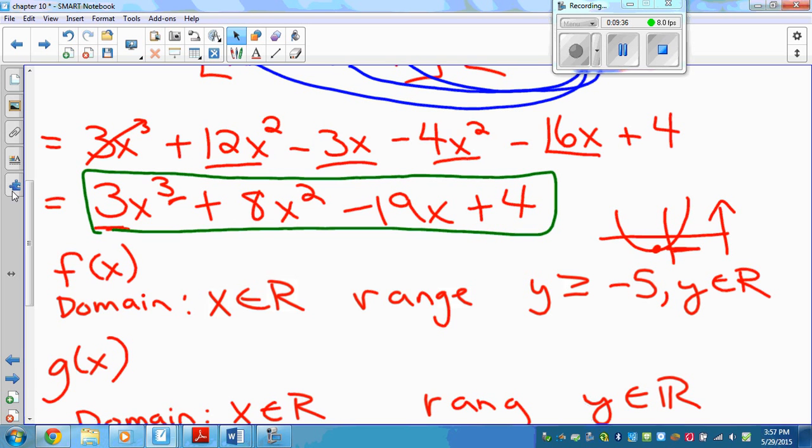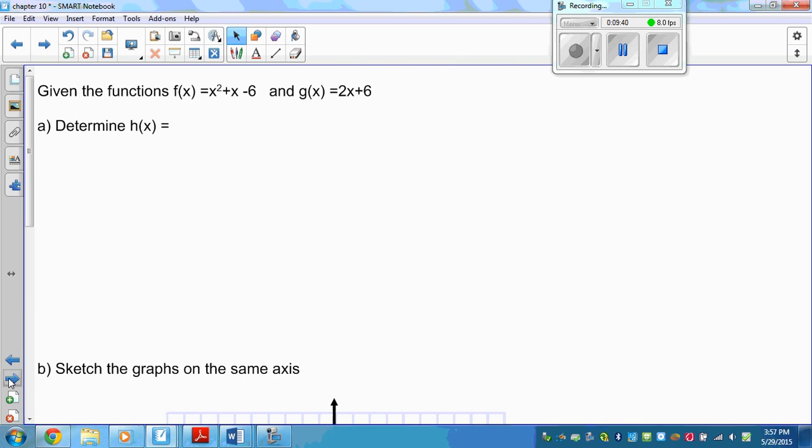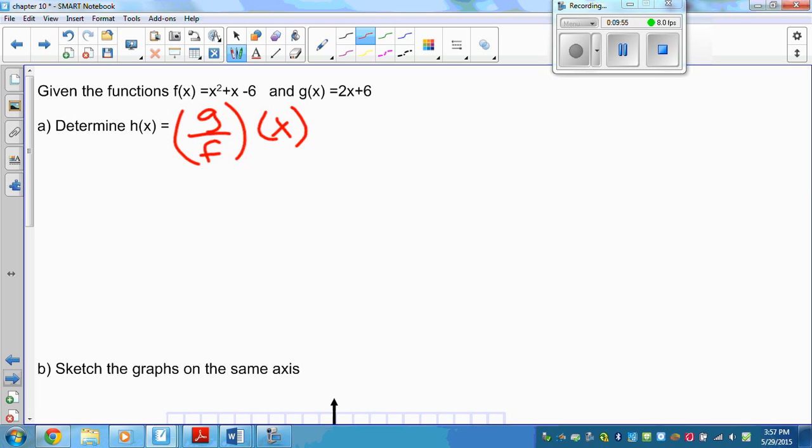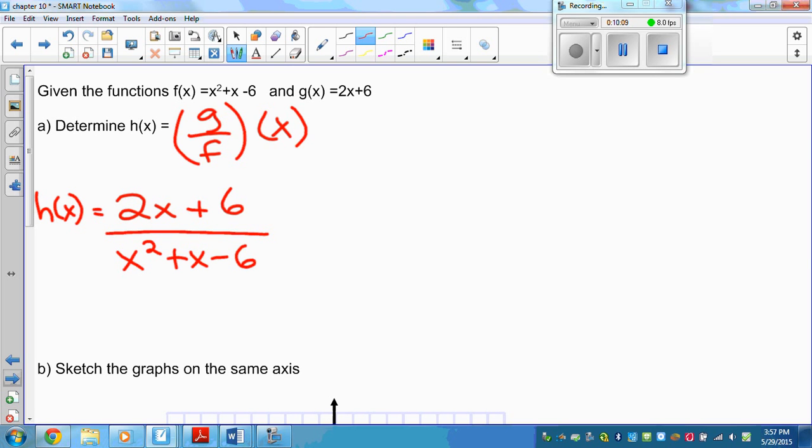Okay, I want to try one more problem with you. Given the functions f of x is x squared plus x minus 6 and g of x is 2x plus 6, what I want you to do is g over f of x. I want you to find the quotient. So notice g is on the numerator, so 2x plus 6, and I'm going to divide that by x squared plus x minus 6. This should look very familiar. This is similar to what we were doing in chapter 9.